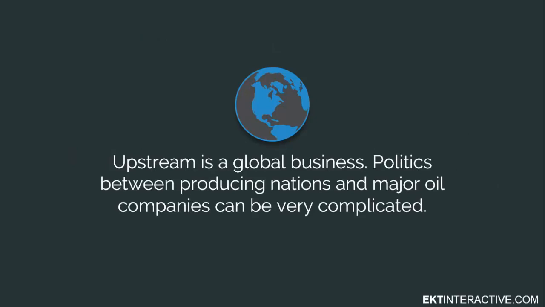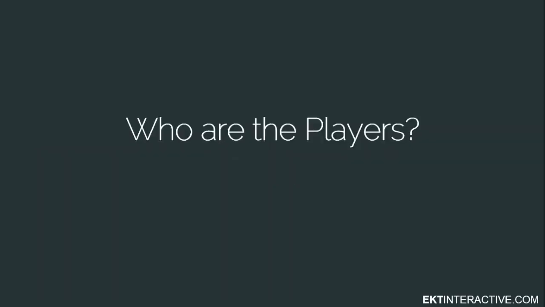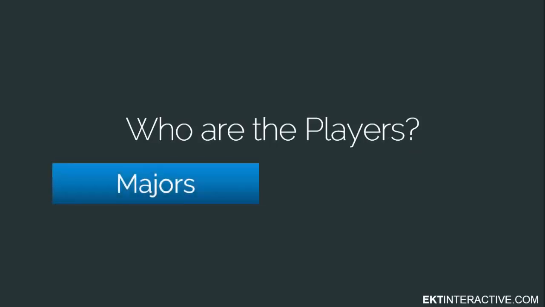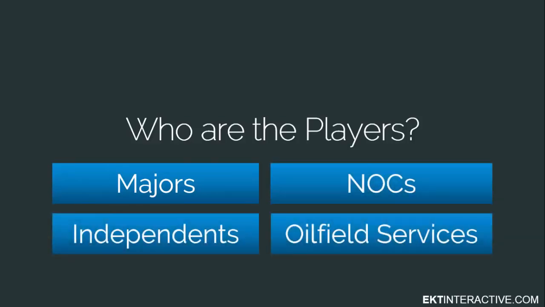Upstream is a global business. Politics between producing nations and major oil companies can be very complicated. And finally, as we've seen in the last decade with developments of unconventional prospects, upstream is extremely technology and thus capital intensive. So who are the main players in upstream? The 4 main categories of participants in the upstream sector are the majors, the NOCs, independents, and oil field services companies.